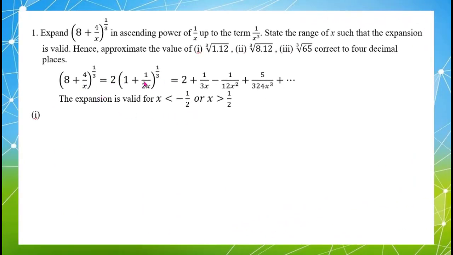Next, I'm going to use this expansion to find the approximate value of the cube root of 1.12. In this case, I need to find a suitable value of x to be substituted into this equation. When I look at these two values, I found that both are power 1/3, so I can compare these two values. From here, I try to find the value of x. When I simplify, I found that x is 25/6, which is 1/6. So I can use this value to substitute into the equation.